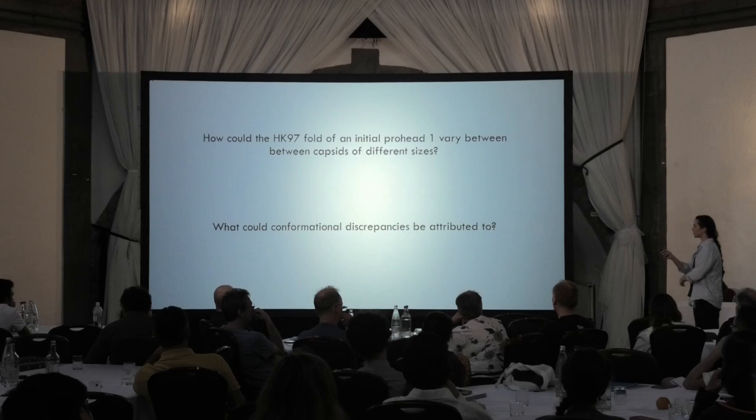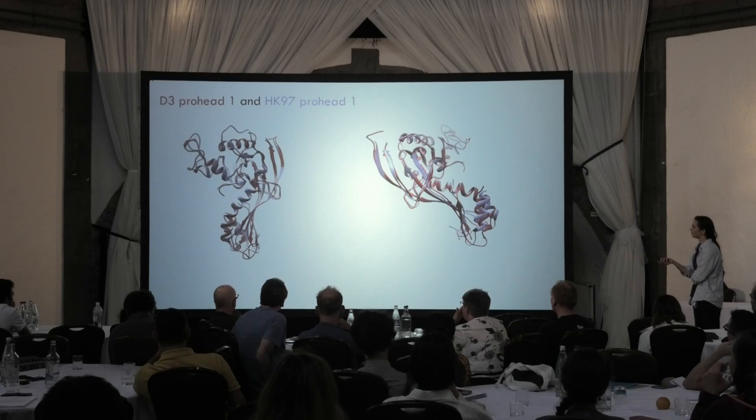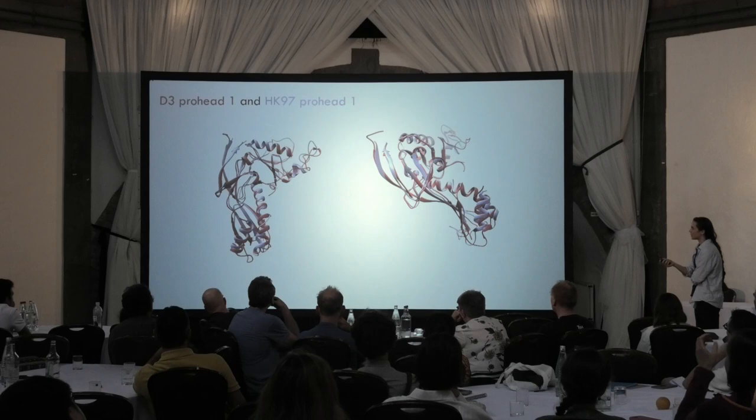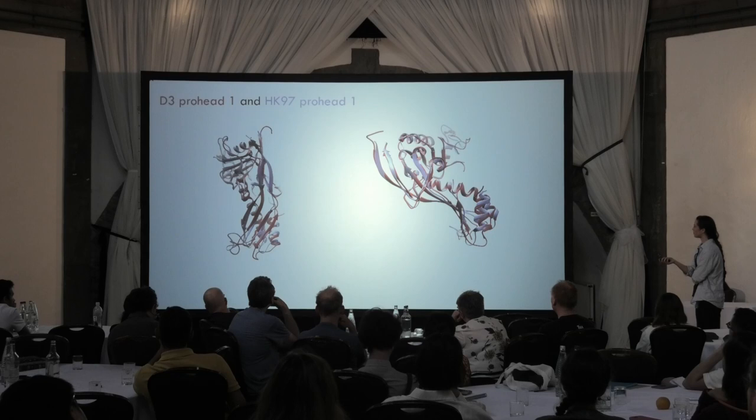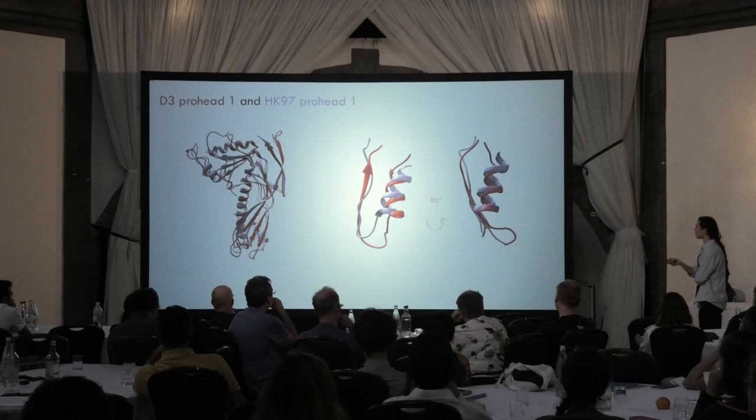So to look at that, we've been comparing prohead 1 of T3 as well as HK97. And they look quite similar, particularly up top here in this A domain and the E loop. But we do see some differences that may not look so obvious at first, but we actually think are important. So we see a bit of a different orientation of the helix. But what we particularly notice, of course, is the difference in this loop. It's about three times the size in D3.